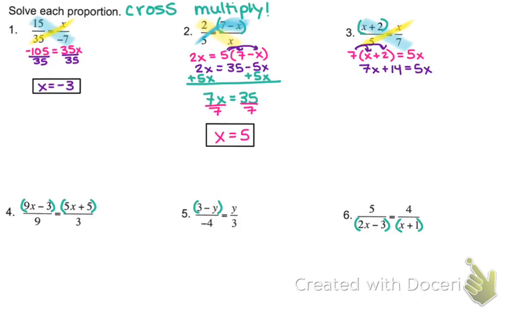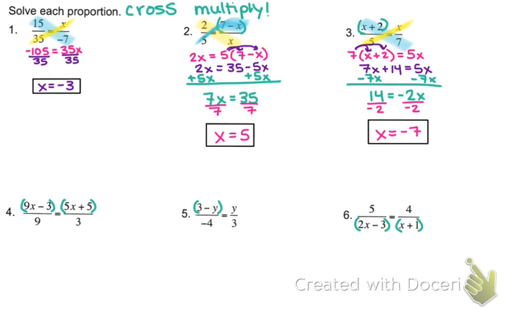Now we want to get our variables on the same side, but if I go to the left, I'll have everything on the left and nothing on the right. So I'm actually going to subtract 7x to the right side, one less step. So we get 14 is equal to negative 2x. Keep track of your signs. Undo the multiplication of negative 2 by dividing by negative 2. X is equal to negative 7.